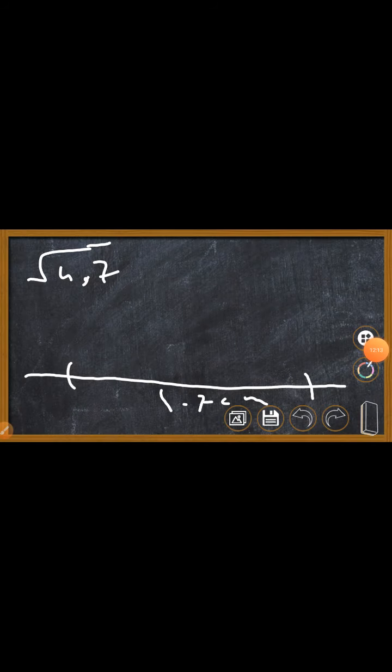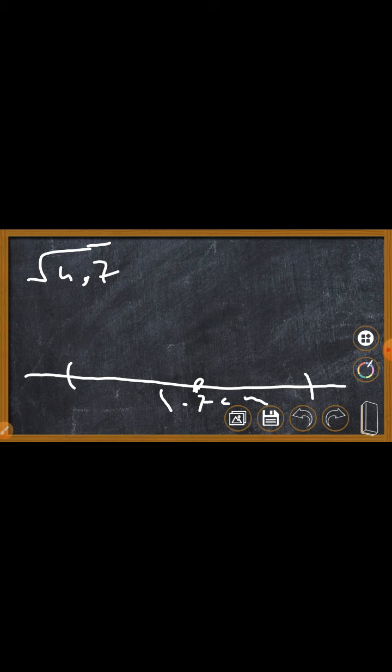First you will draw a straight line. Yes, you will mark 4.7 centimeter over here. Okay, so then you have drawn this 4.7 centimeter. Then you are supposed to find out the midpoint of this 4.7.